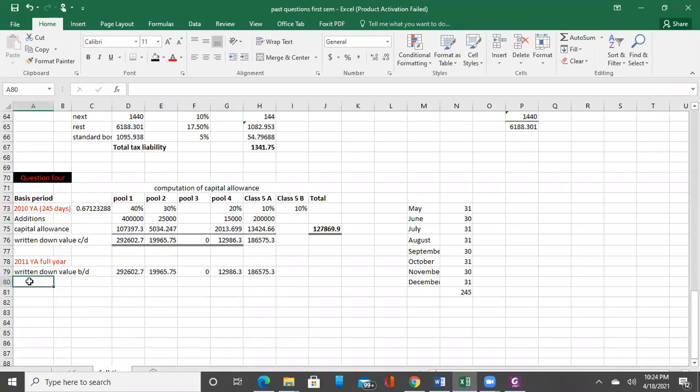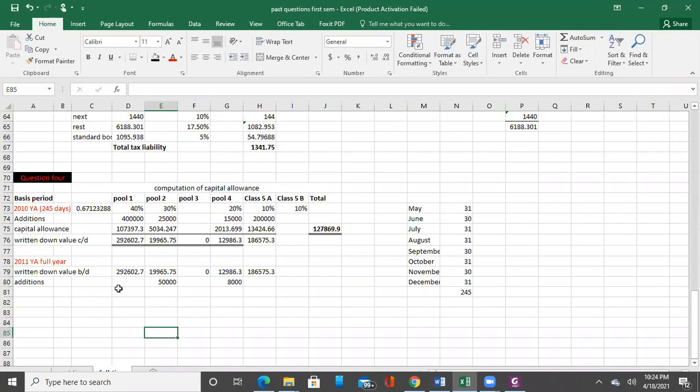Then in 2011, you look out for additions. Which assets did we buy in 2011? In 2011, we bought office furniture for 8,000, which will go to pool 4. So you put it there. We bought plant and machinery of 50,000. So 50,000, pool 2.